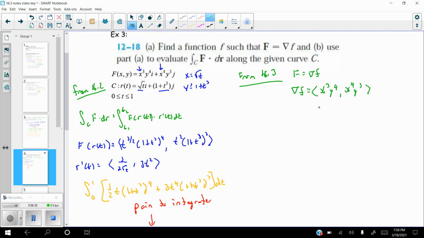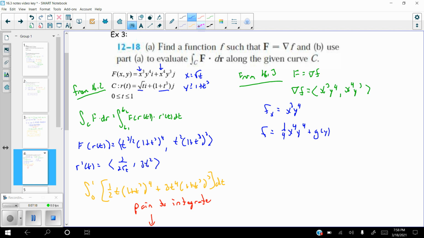So then now we can go to the process that we just learned how to do, which is letting f sub x, or the partial with respect to x, equal the first component, x cubed y to the fourth. Take the antiderivative with respect to x. So f here is going to equal, that is an x cubed there, so it's going to equal 1/4 x to the fourth y to the fourth plus some function of y. That's our constant in this case.